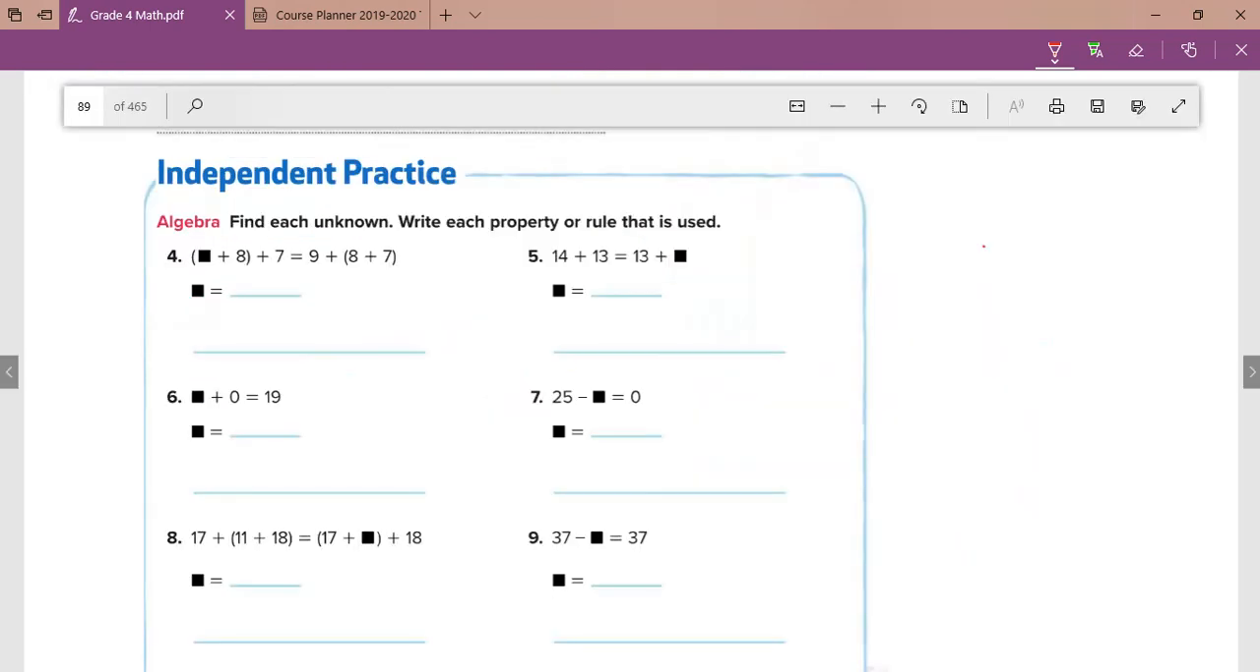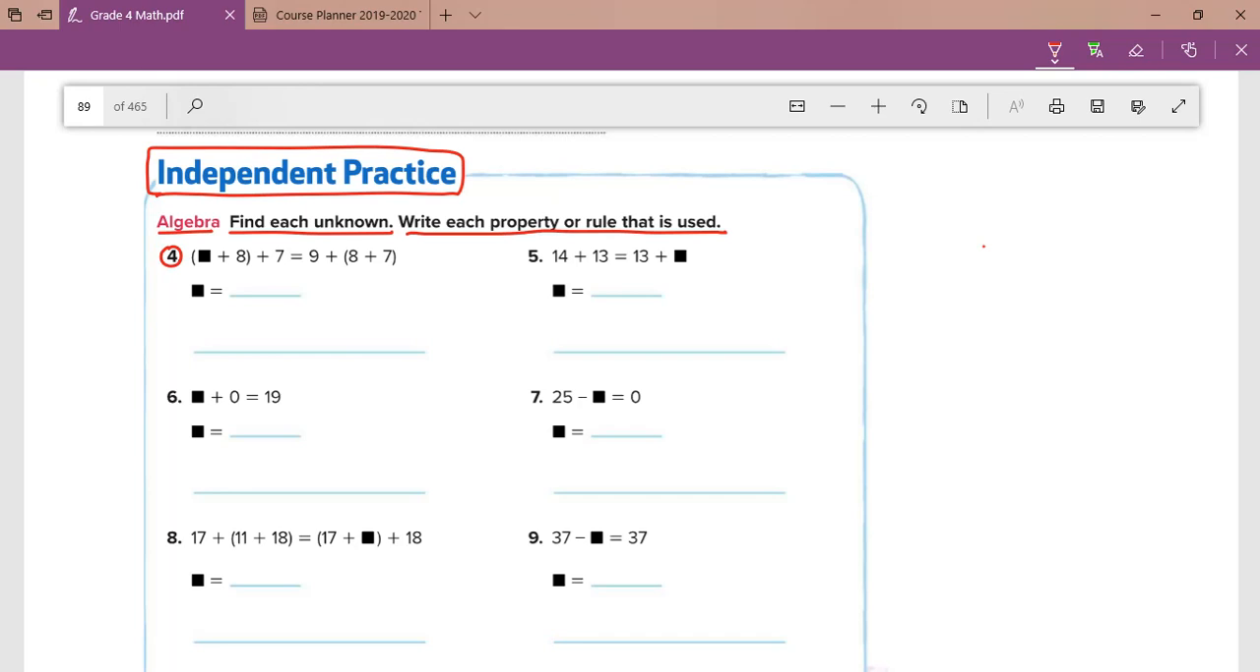Okay, so we have independent practice. So I want you to try this on your own. Afterwards, you can confirm the answer, okay? So read the instruction. Algebra. Find each unknown. Write each property or rule that is used. So question 4. Let's see if your answer is correct.